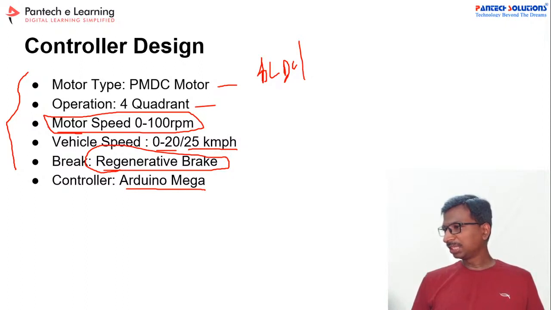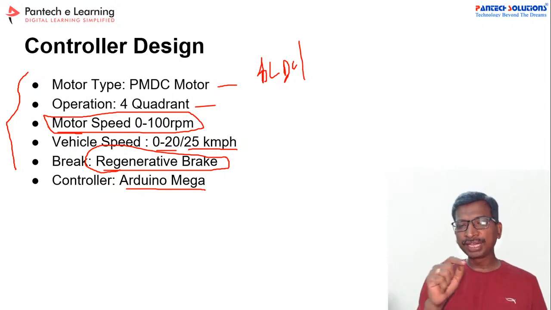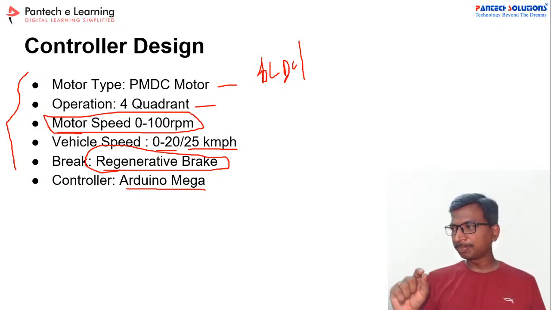How will you use the regenerative braking mechanism, and how is it done? For the regenerative braking mechanism, in the DC motor class we have discussed how we can apply the brake for the motor while it is in running condition. That is called the regenerative braking mechanism. Just please check the DC motor control class.